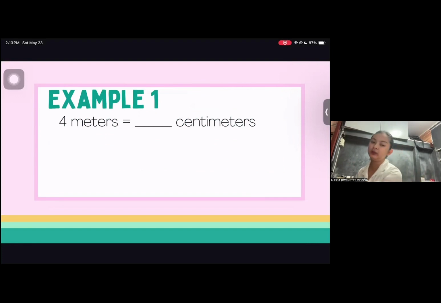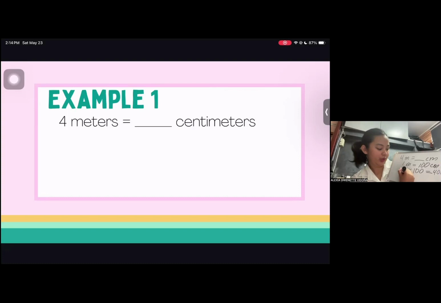First, we have 4 meters equals blank centimeters. We know that 1 meter is equal to 100 centimeters. So, we multiply 4 times 100 equals 400. Very good.